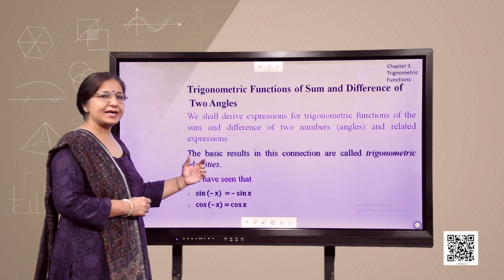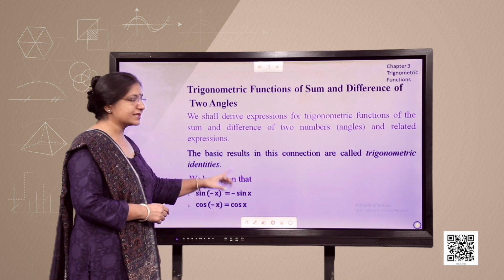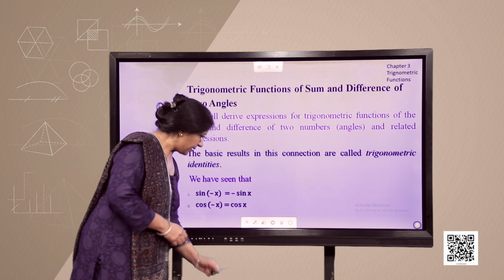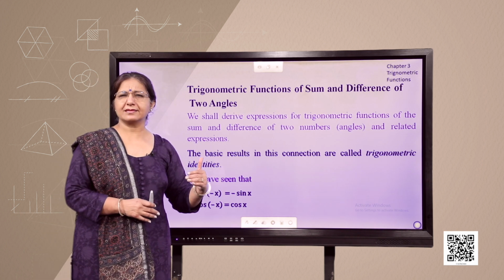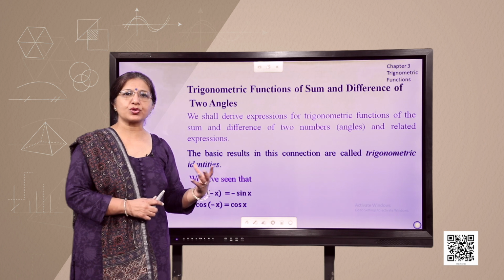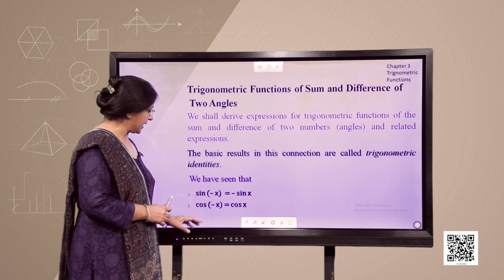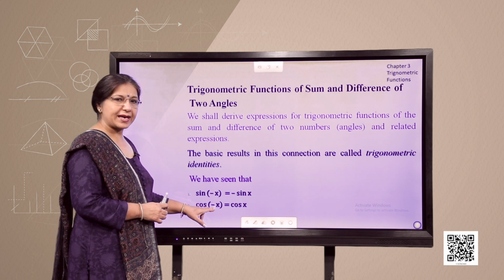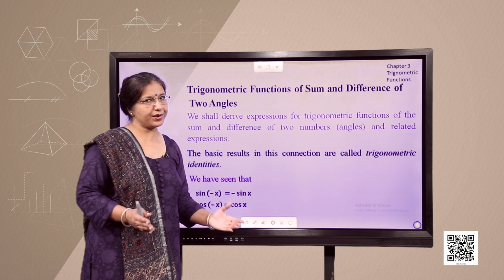Like we have already seen in our previous modules that sin(-x) is equal to -sin x, because the minus of this angle describes that it is in the fourth quadrant, and in the fourth quadrant sine is negative. And similarly, cos(-x) is positive in the fourth quadrant.